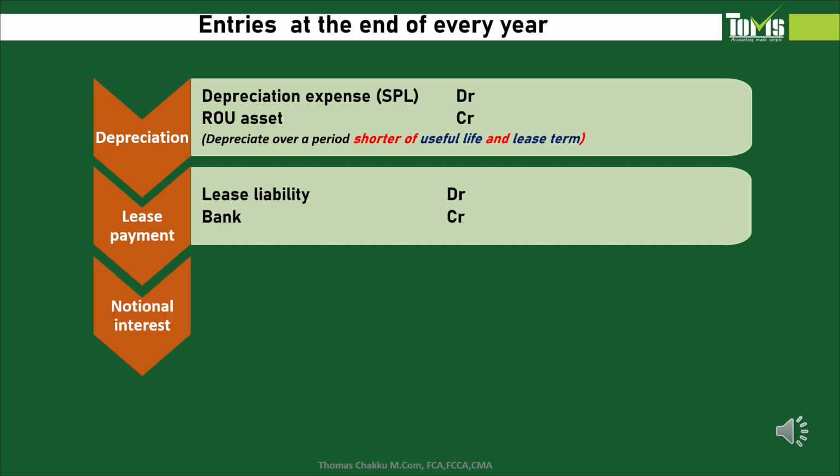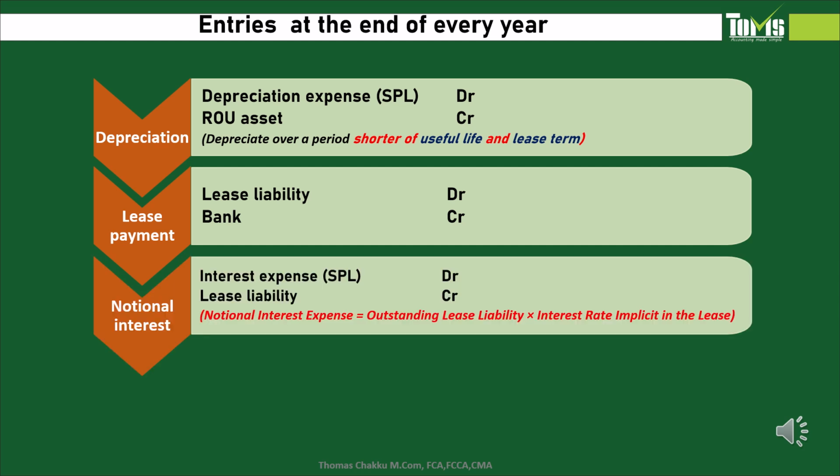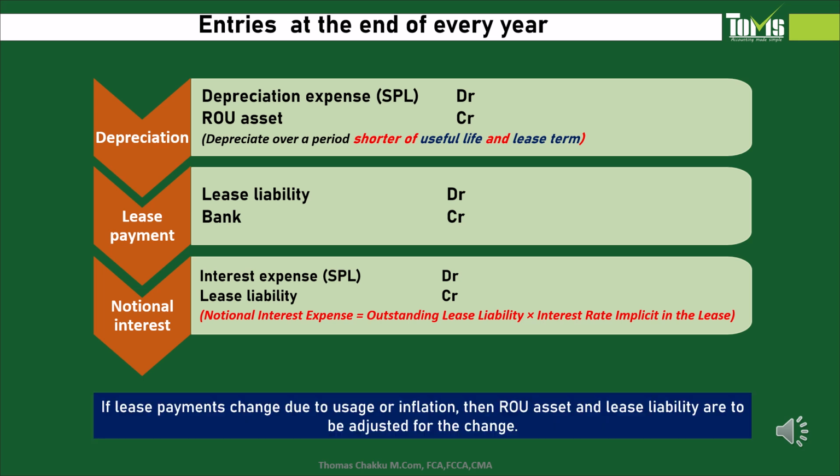And, finally, entry for notional interest. Interest expense is debited, and lease liability account is credited. Notional interest is calculated at the interest rate implicit in the lease on the opening lease liability amount. This interest amount goes to the statement of profit or loss as an interest expense. If lease payments change due to usage or inflation, then ROU asset and lease liability need to be adjusted for the change.